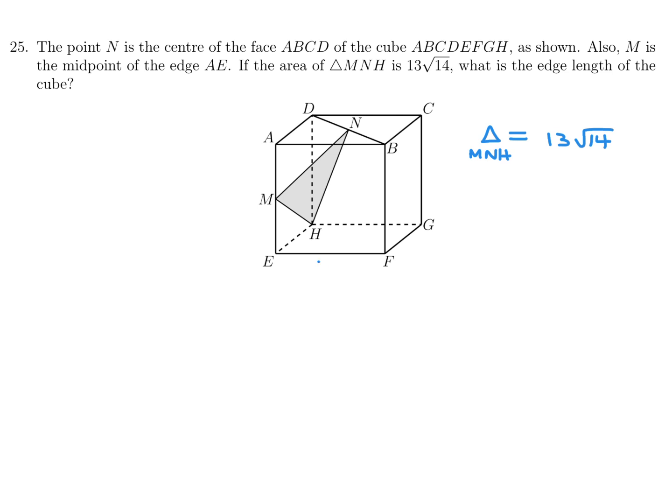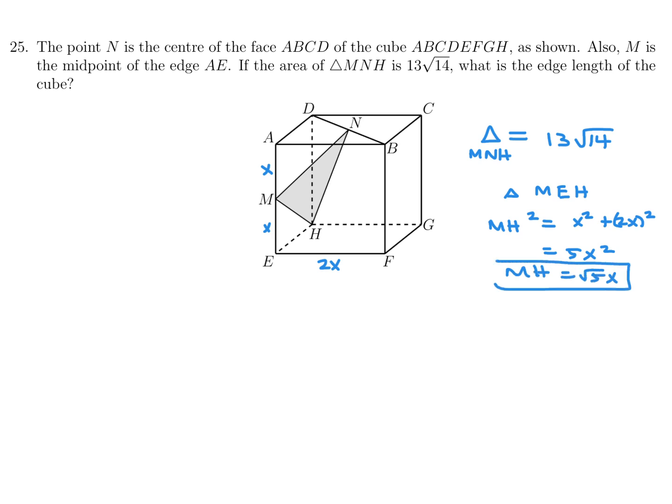Let's label this. Let's call this 2x. Since M is the midpoint, that'll be x, and that'll be x, the distances. And therefore, we're going to have to figure out, using Pythagoras, MH squared. This is going to be in triangle MEH. So MH squared would be x squared plus 2x squared, correct? Yeah. So that's going to be 5x squared, so therefore MH is root 5 x. Okay, so that's pretty good. So let's see here.